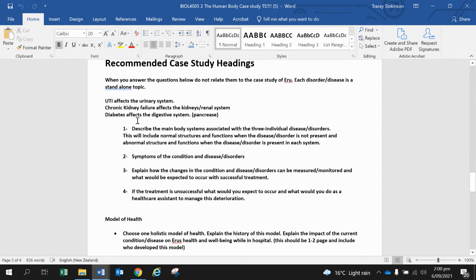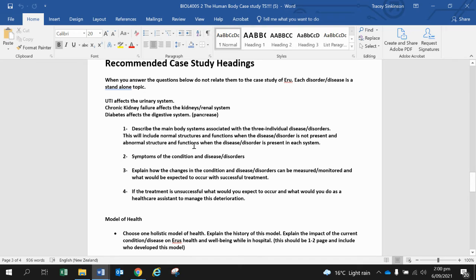Great. And the same again with diabetes. So with diabetes, though, just do a brief overview of the digestive system. Okay, just a brief one. Mainly, you're talking about the pancreas, which is an accessory organ to the digestive system. So talk about the structures of the digestive system and then where the pancreas sits and where the pancreatic enzymes actually go into the digestive system at the duodenum.